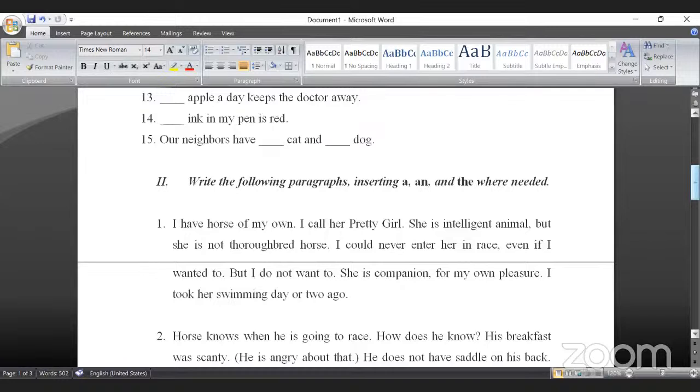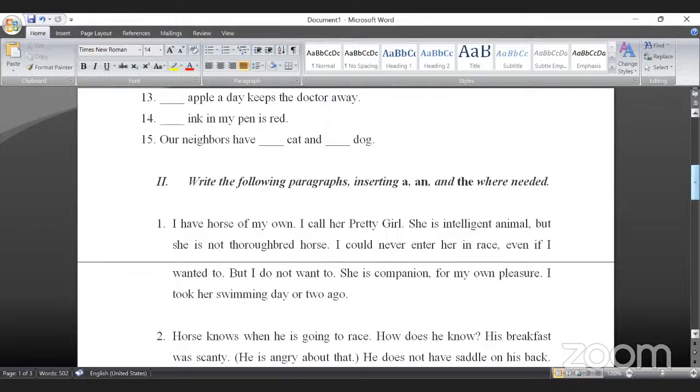Because we are talking about a specific ink which is in my pen. Specific ink, that is the ink in my pen. So the ink in my pen is red. So it is a specific reference, again the article the.